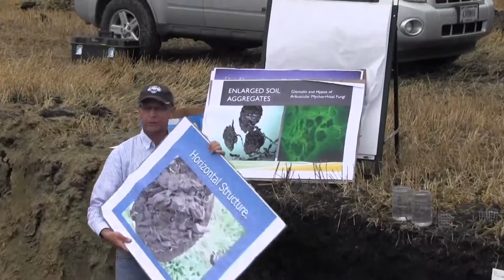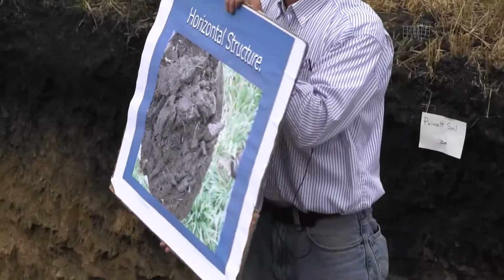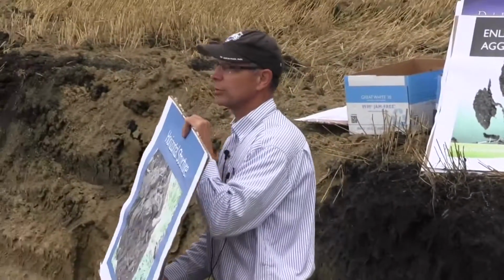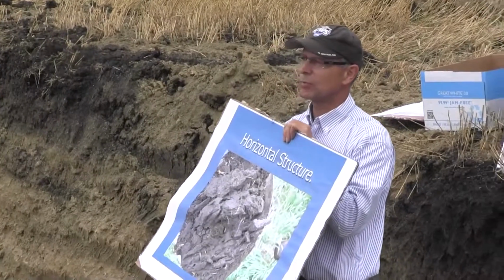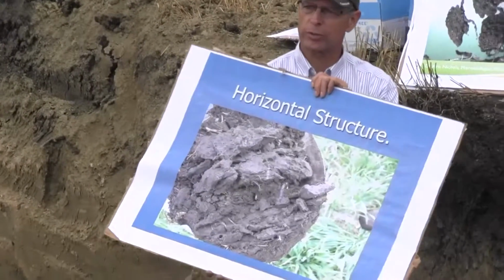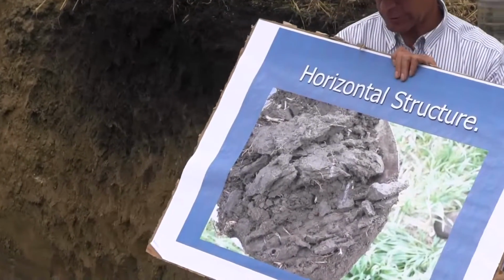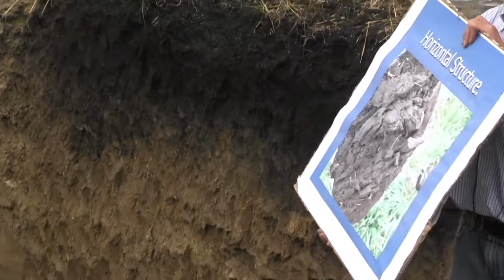Anybody have any soils that look like that? That's horizontal compaction. Think of water movement down through the soil. Yeah, if you get platy structure like that right below the plow pan or the cultivation layer, you're going to have a hard time trying to move water through that soil profile.